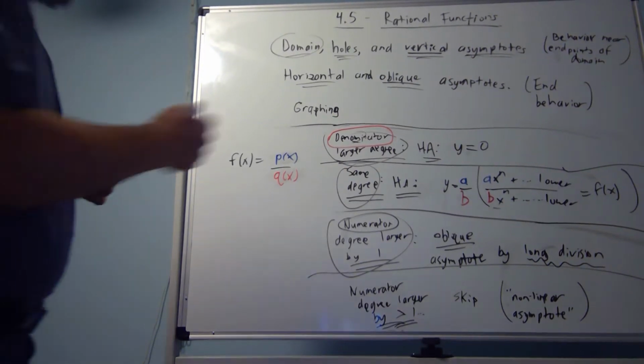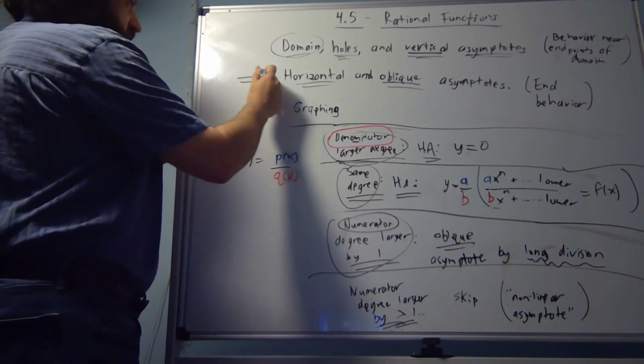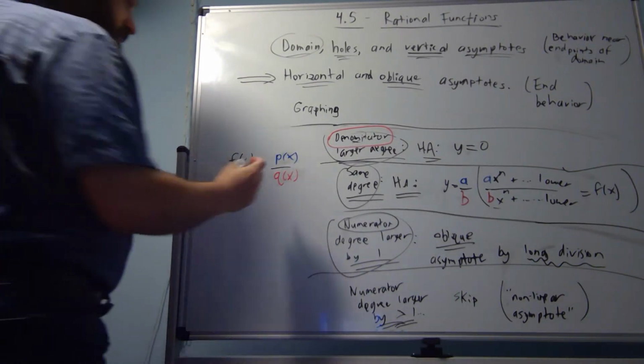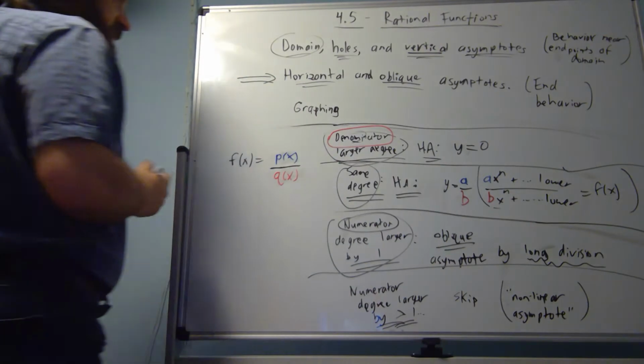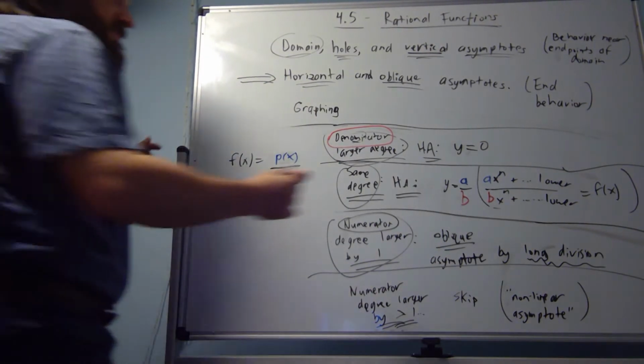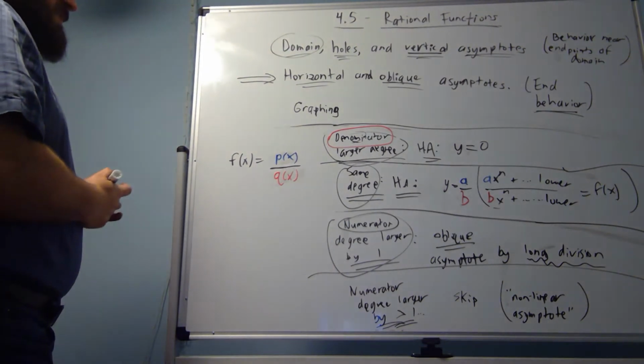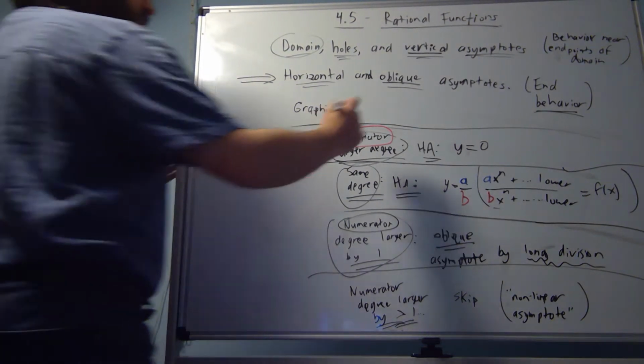All right, so let's talk about horizontal and oblique asymptotes. That's basically asking ourselves what happens when x is very, very large. This is the classification of the end behavior for rational functions.